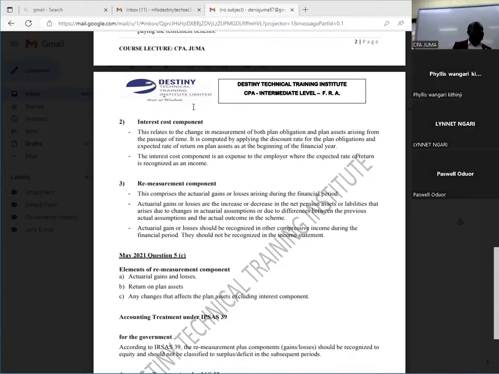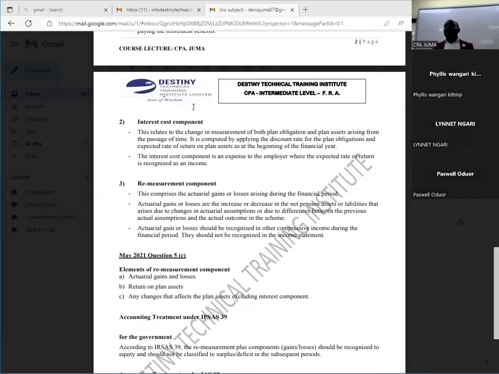The objective of international IPSAS 39 is to prescribe the accounting treatment and disclosure for employee benefits in public sector entities. Required with regard to IPSAS 39 employee benefits, describe the elements of the remeasurement component of the net defined benefit liability asset and indicate how the treatment of the remeasurement component under IPSAS 39 compares with that of commercial sector entities under IAS 19 employee benefits.